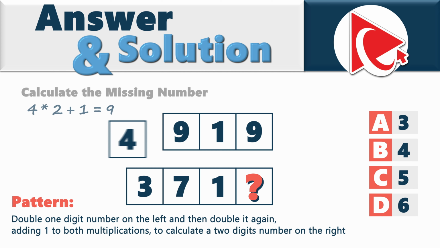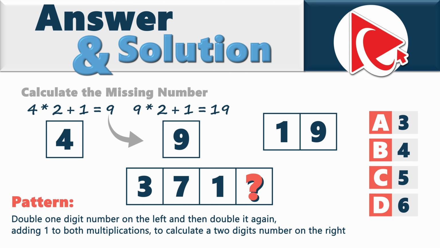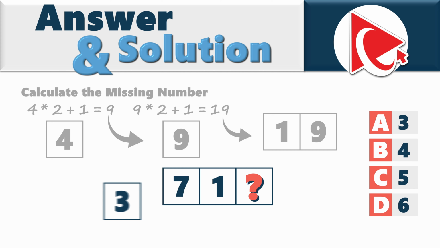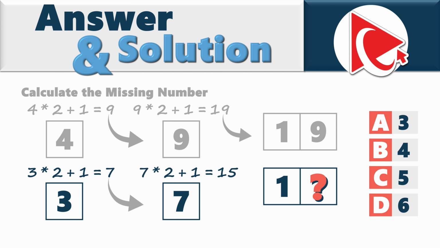Let's look at the example. 4 multiplied by 2 plus 1 equals 9. 9 multiplied by 2 plus 1 equals 19. Now we can calculate the missing number in the second row. 3 multiplied by 2 plus 1 equals 7. And 7 multiplied by 2 plus 1 equals 15. So the correct answer here is choice C, 5.